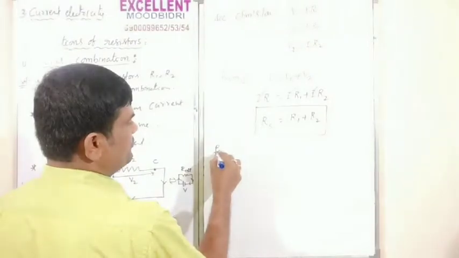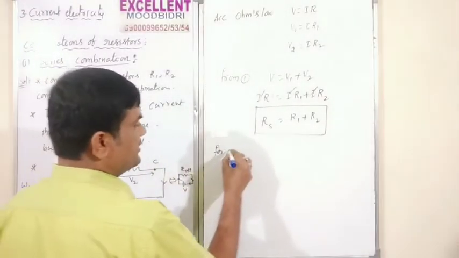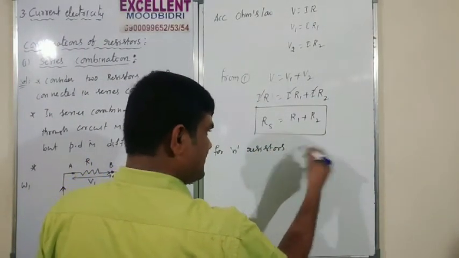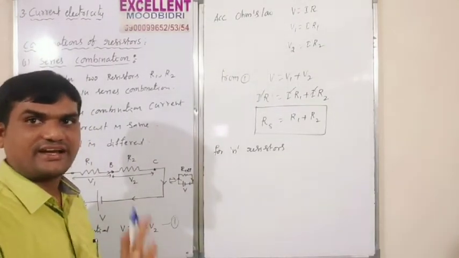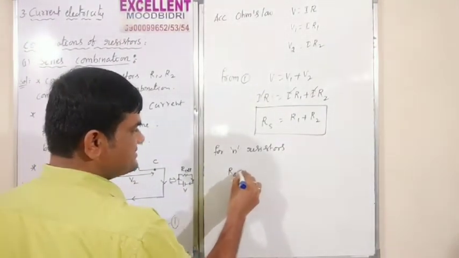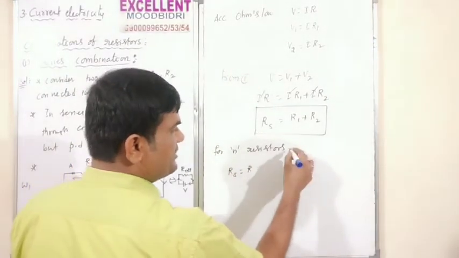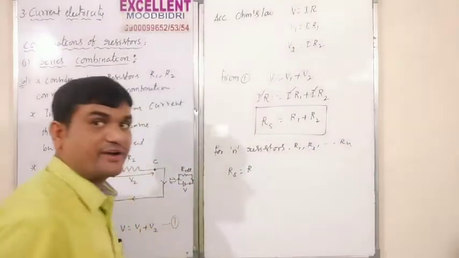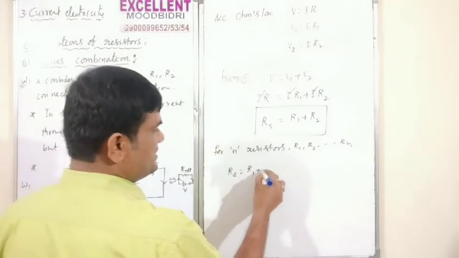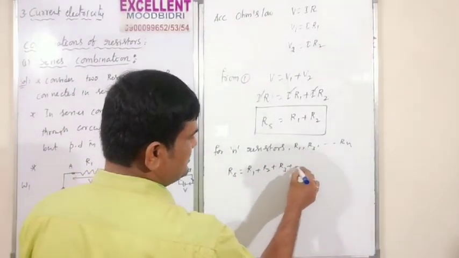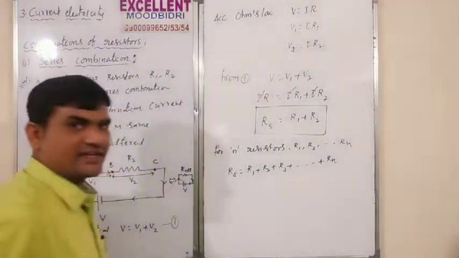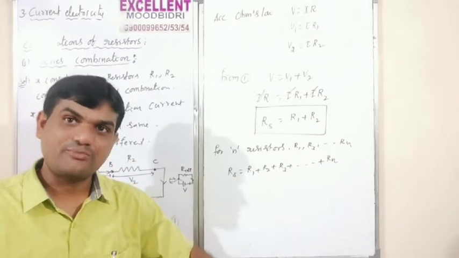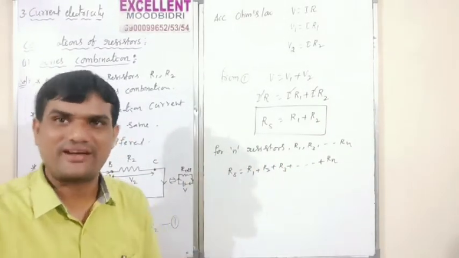Here I took only two resistors. For n resistors connected in series combination, all having different resistance, R1, R2, R3 and so on up to Rn, RS is equal to R1 plus R2 plus R3 plus so on up to Rn. For example, if all are having the same resistance, that means equivalent resistance.